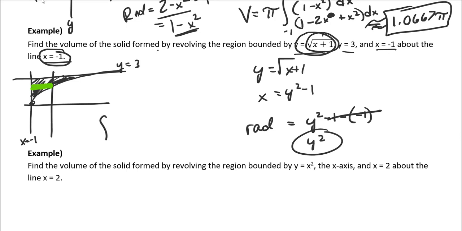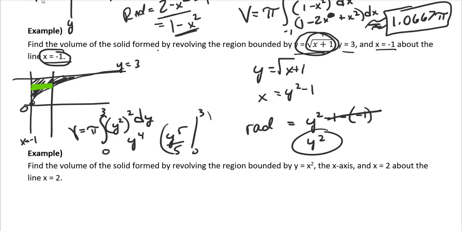So now I want to take the integral. The volume is equal to pi times the integral from where to where? Well, it looks as though this is 0, and this is going to be positive 3, because that's our y equals 3 line. So 0 to 3 of the radius, y squared, squared dy, which is y to the 4th, which is y to the 5th over 5 when I integrate it, from 0 to 3. All of this is times pi. So I end up with around 48.6 pi, give or take. It might be more decimals, but that's what I wrote down, so that's about what you get.